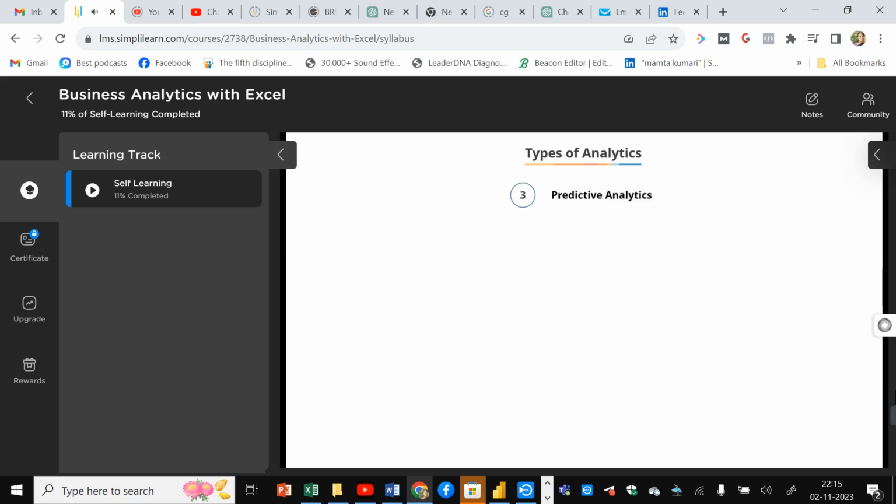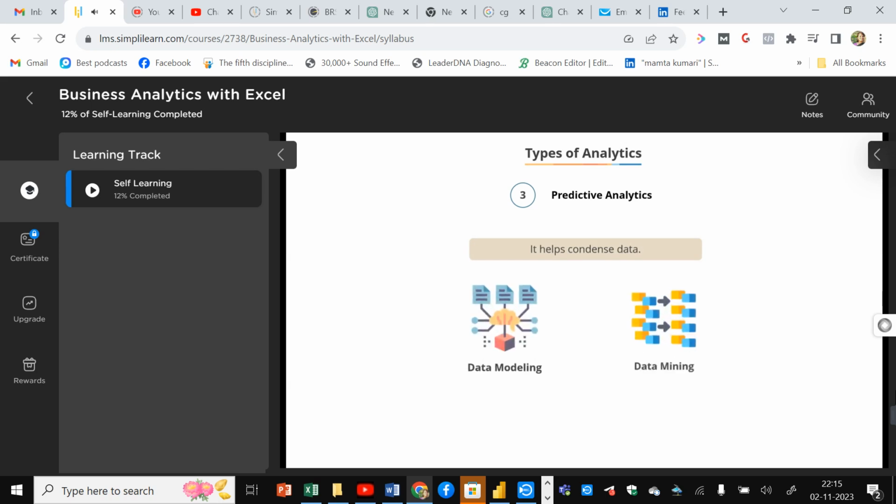Let us now learn about another type, which is predictive analytics. Predictive analytics is another option available to us to condense data. It uses different statistical data modeling and data mining techniques to study the latest and past trends, thereby allowing business analysts and data scientists to make predictions.